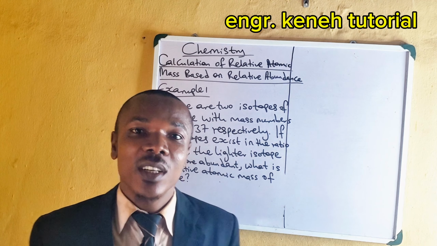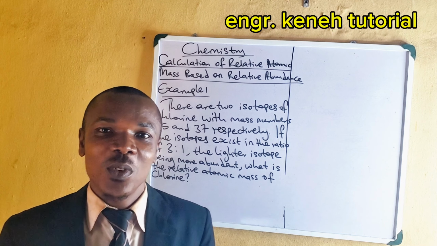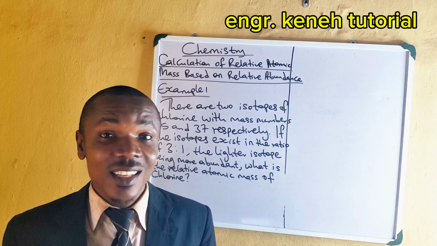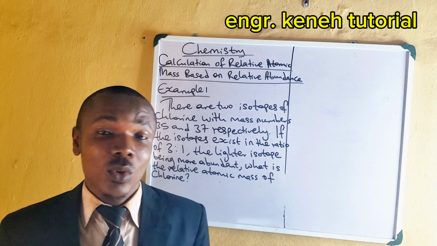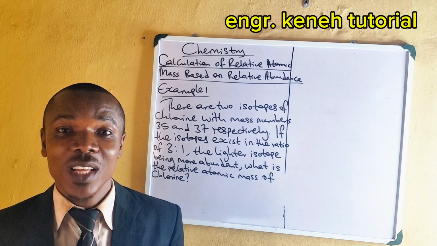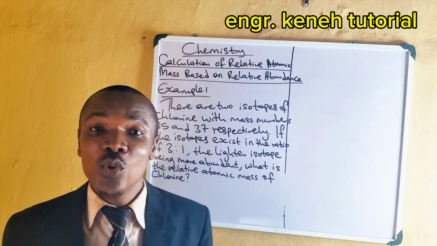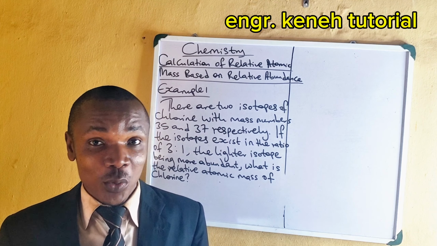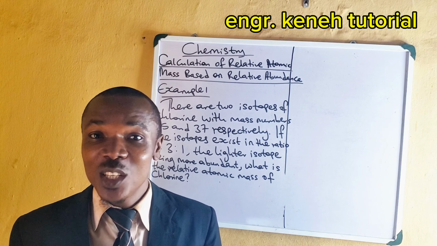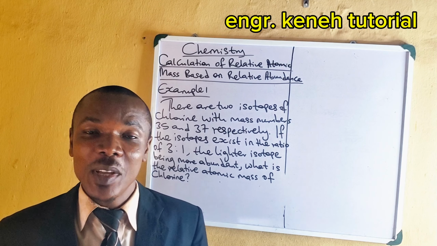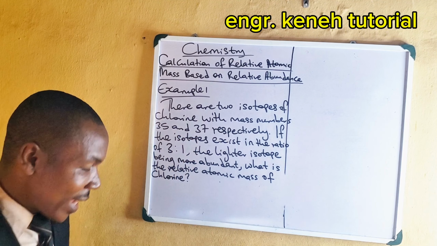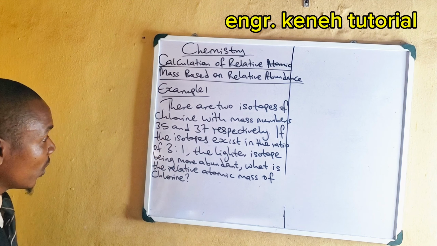So we are going to use the abundance of isotopes of an element to calculate the relative atomic mass of that element. Follow me, let me show you how to use abundance of isotopes of an element to calculate the relative atomic mass of that element. Follow me, let's go there. It's not difficult. All right, we have example 1.